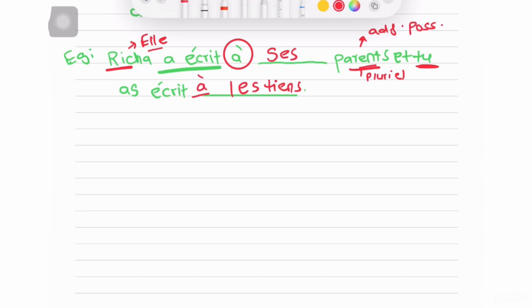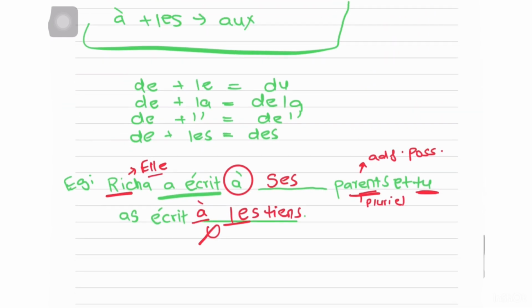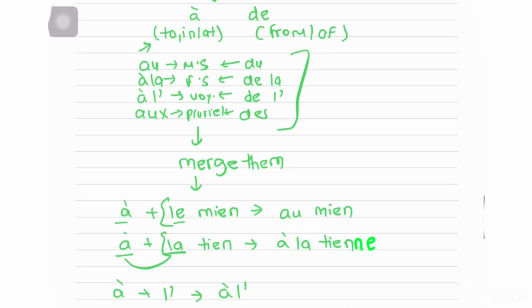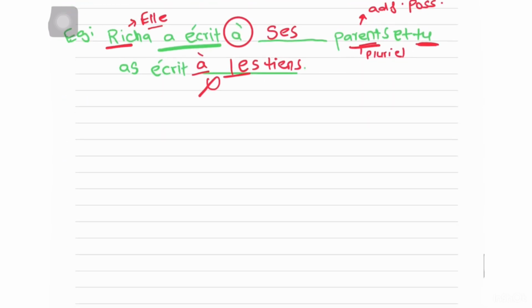But because I can't have two articles together, as I already said, I have to merge them. I can't write it this way. I have to merge à plus les. And this I already know it is aux. It is aux. So it becomes aux tiens.